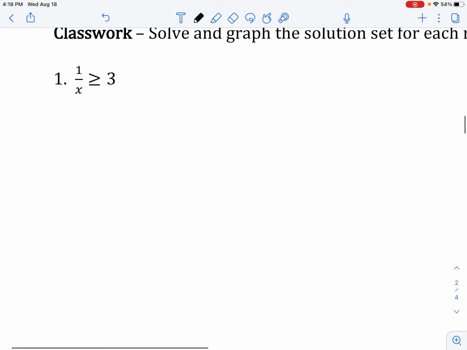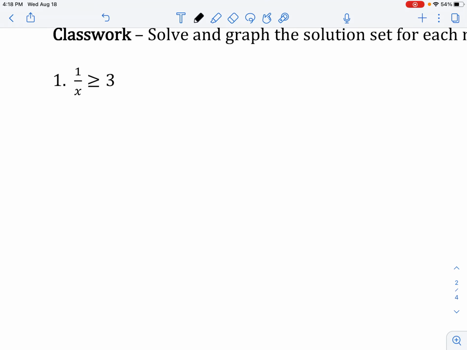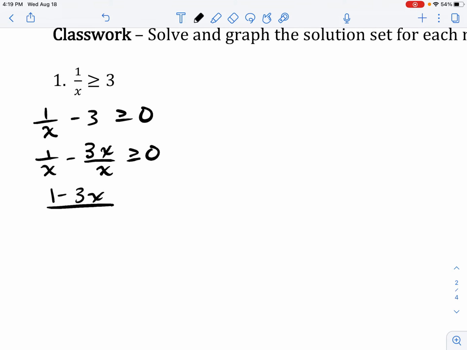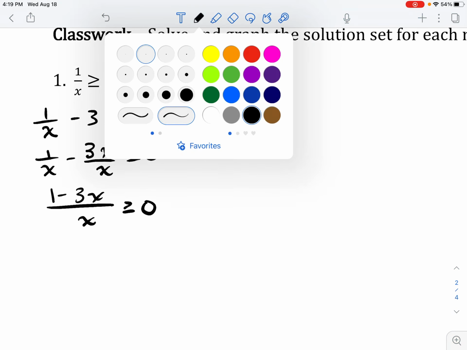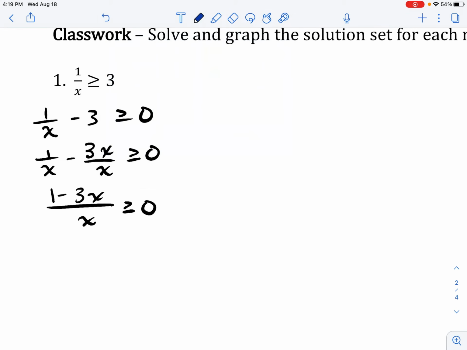All right, so here's number 1. Let's give this one a go. First things first, I'm going to move all my terms to my left-hand side. So 1 over x minus 3 is greater than or equal to 0. Now I want to write this as a single fraction. So I'm going to say 1 over x minus 3x over x is greater than or equal to 0. That then leaves me with 1 minus 3x over x is greater than or equal to 0. So there's step 1.